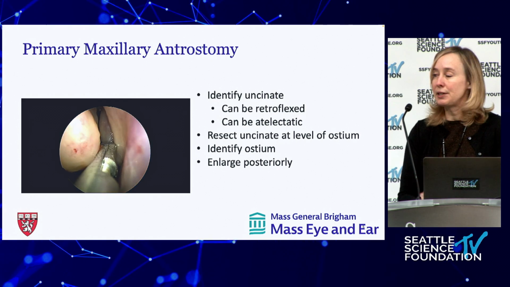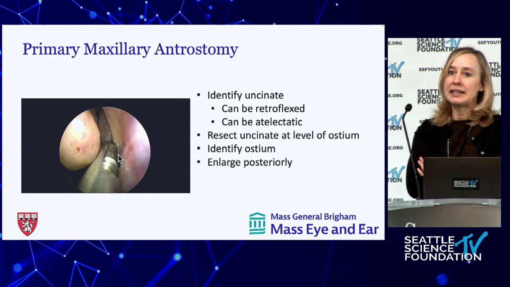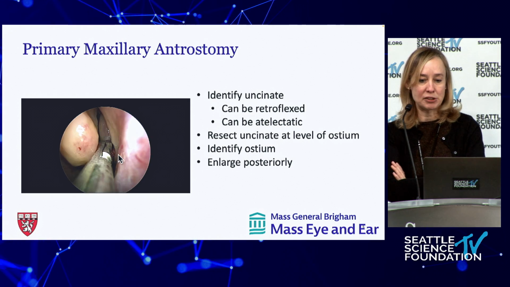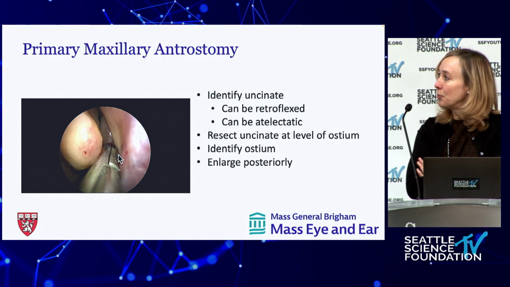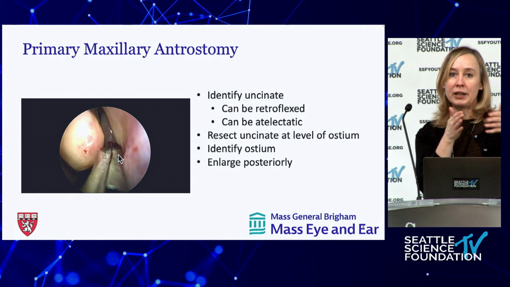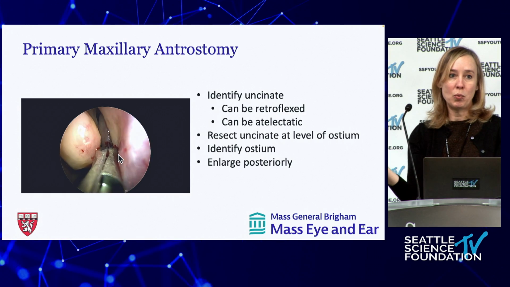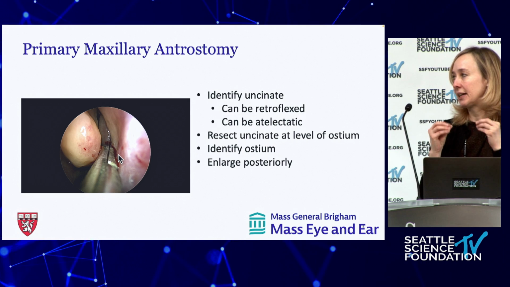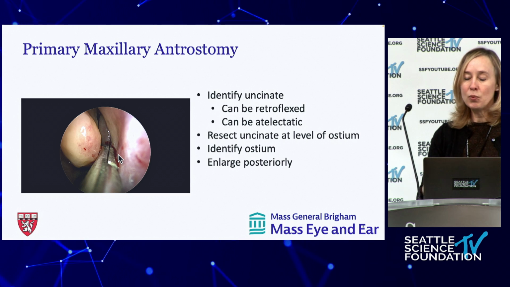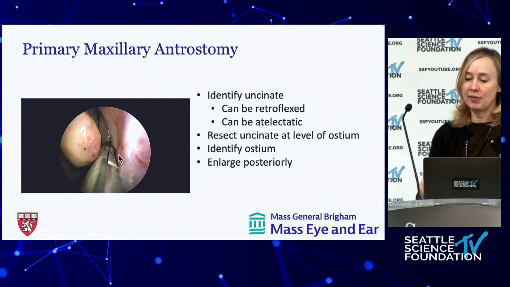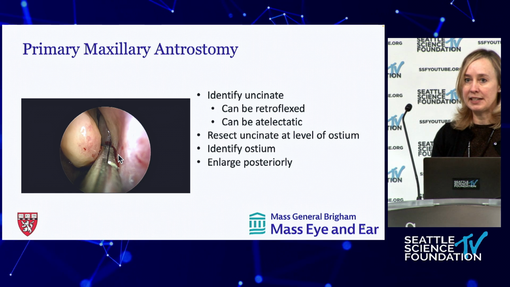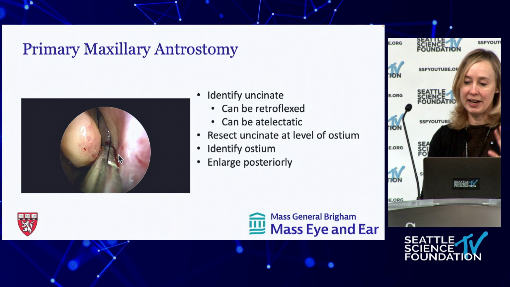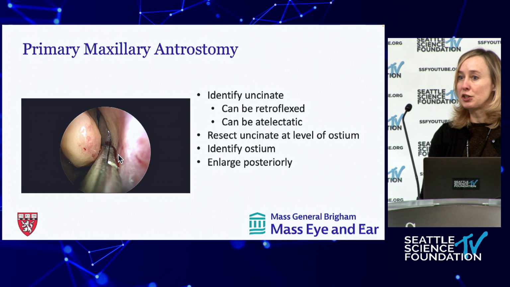So I use the pediatric backbiter as sort of my first dissecting step, and I try to do that exactly at the level that you think the natural ostium is actually going to be. And the reason that I use this is because you can pull it into the nasal cavity away from the lateral wall, and you don't touch the lateral wall at all. You're only dissecting solely the uncinate. Once you do that, I then use the microdebrider to remove the superior portion of the uncinate, so that you then switch to a 30-degree endoscope so you can actually see the ostium before you do anything else. And then you want to enlarge it solely posteriorly.